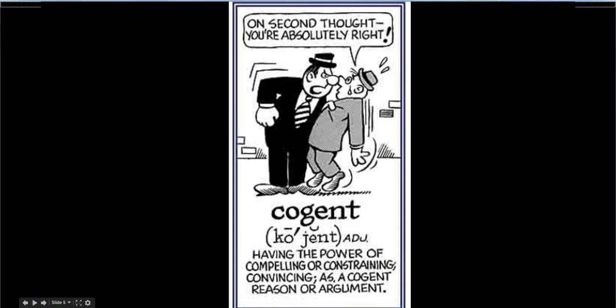And I kind of like this little cartoon because it used both the words assertive and cogent. If you look, this man is pretty assertive to convince this other man to do something. So on second thought, you're absolutely right. Actually, he wants him to believe his opinion. And it just says another definition, another way to pronounce. There are other forms of pronunciation keys that you can use. But basically, again, it's having the power of compelling or constraining, convincing, as a cogent reason or argument.